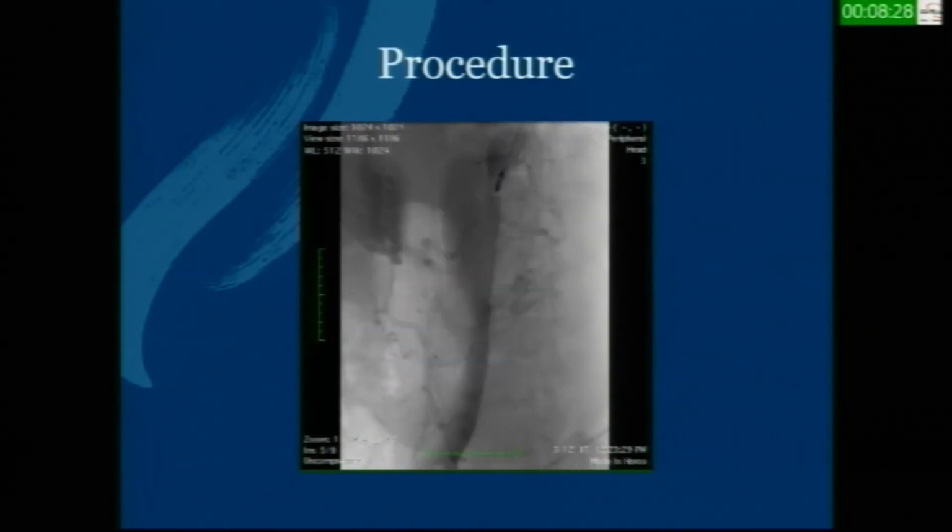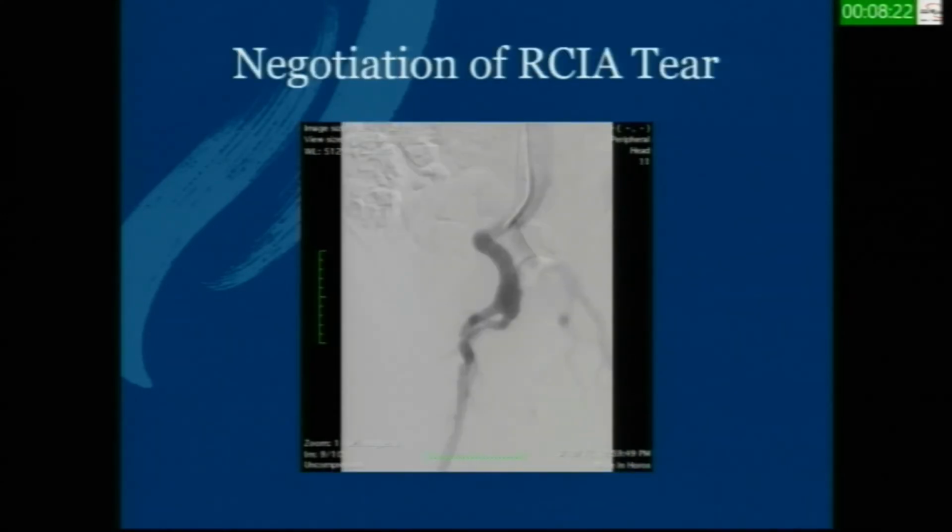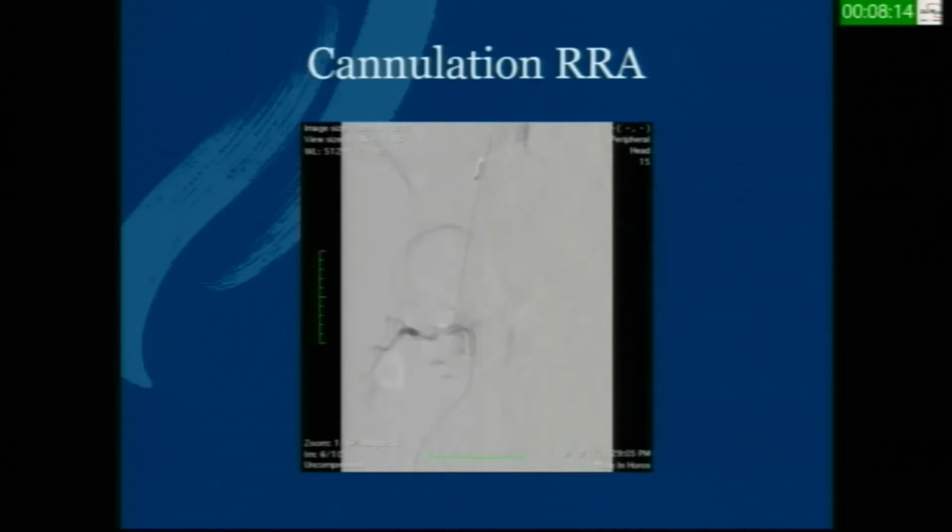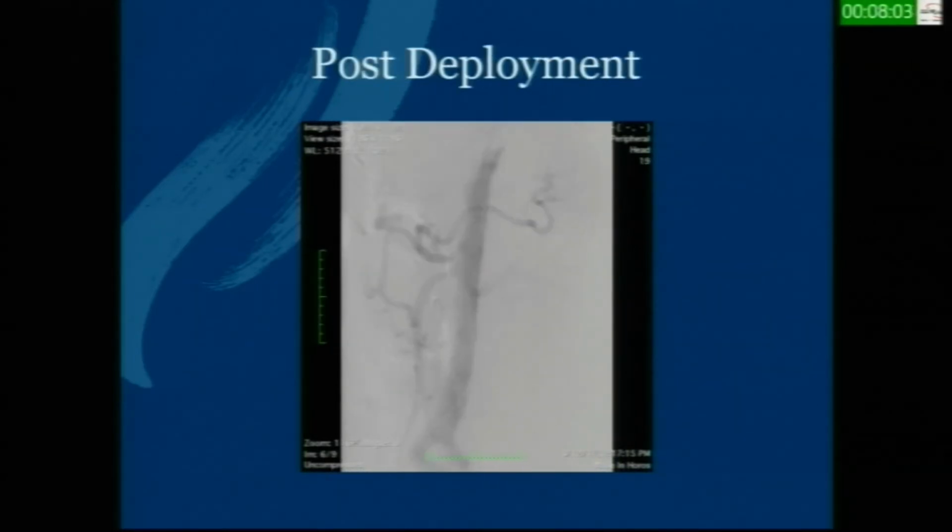What we had, and that's the initial angiogram, and you can appreciate much the primary tear here. And then we negotiated the right common iliac. It took some time to negotiate the true lumen from the false lumen at the right common iliac artery. And then we cannulated the right renal artery, as you can see here, through the static malperfusion. And then we deployed our stent, as you can see, flush with the celiac artery.